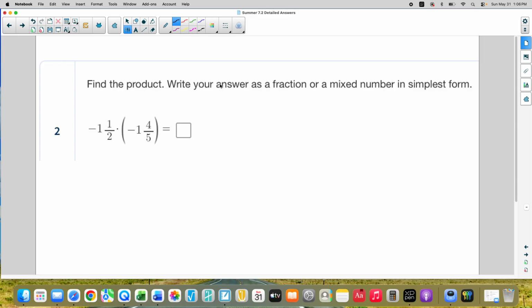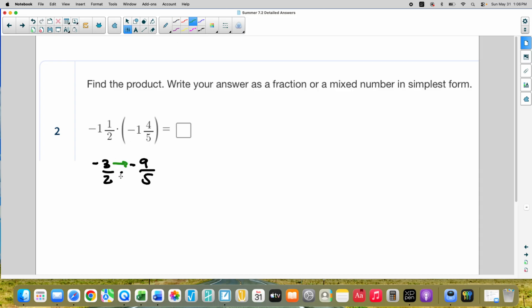Find the product, write your answer as a fraction. Whenever we multiply mixed numbers, we have to convert them to improper fractions. So we do 2 times 1 is 2 plus 1 is 3. So that is negative 3 halves times 5 times 1 is 5 plus 4 gives us 9. So that's negative 9 fifths. When we multiply fractions, we don't need a common denominator. We're just going to multiply across.